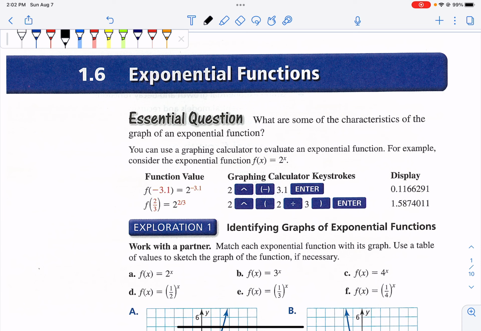Now, an exponential function, we're not going to get into the exploration stuff here in the video, but an exponential function is a function where the x value is in the exponent. So it's something like f of x equals 2 to the x, or f of x equals 0.75 to the x. So the x is not in the bottom. The x is up in the exponent. That makes it an exponential function, all right?